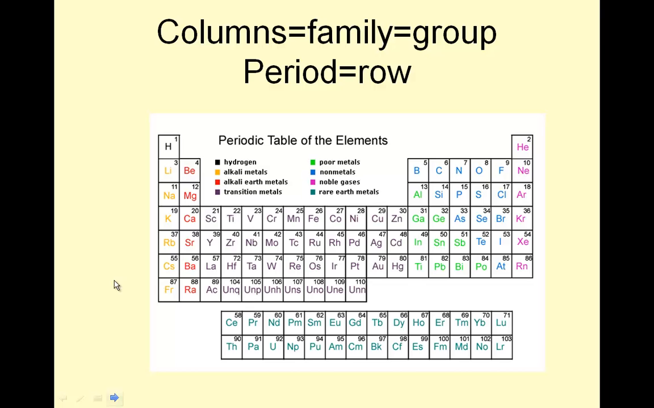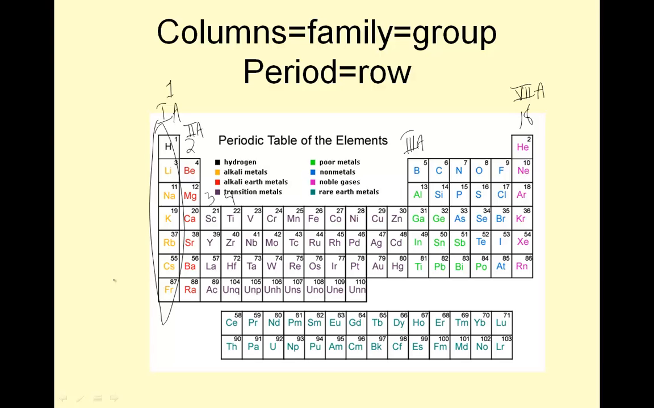Columns are the same thing as families, same thing as groups. Okay, so this is a column. This can be called column 1A or just column 1. Both of those work. This would be column 2. This would be column 3, 4, and so on, all the way up to 18. I'm sure you can count. Now, the A columns are Roman numerals: 2A, 3A, and so on, all the way up to 8A.